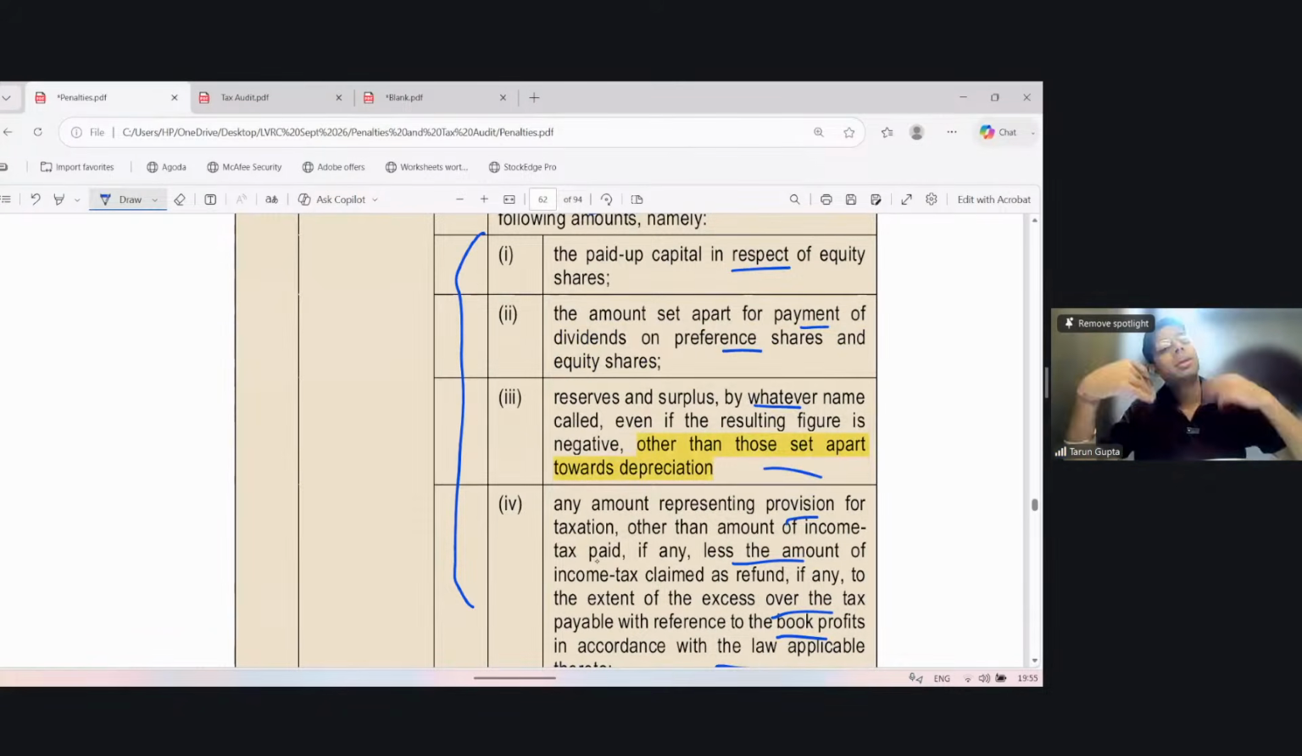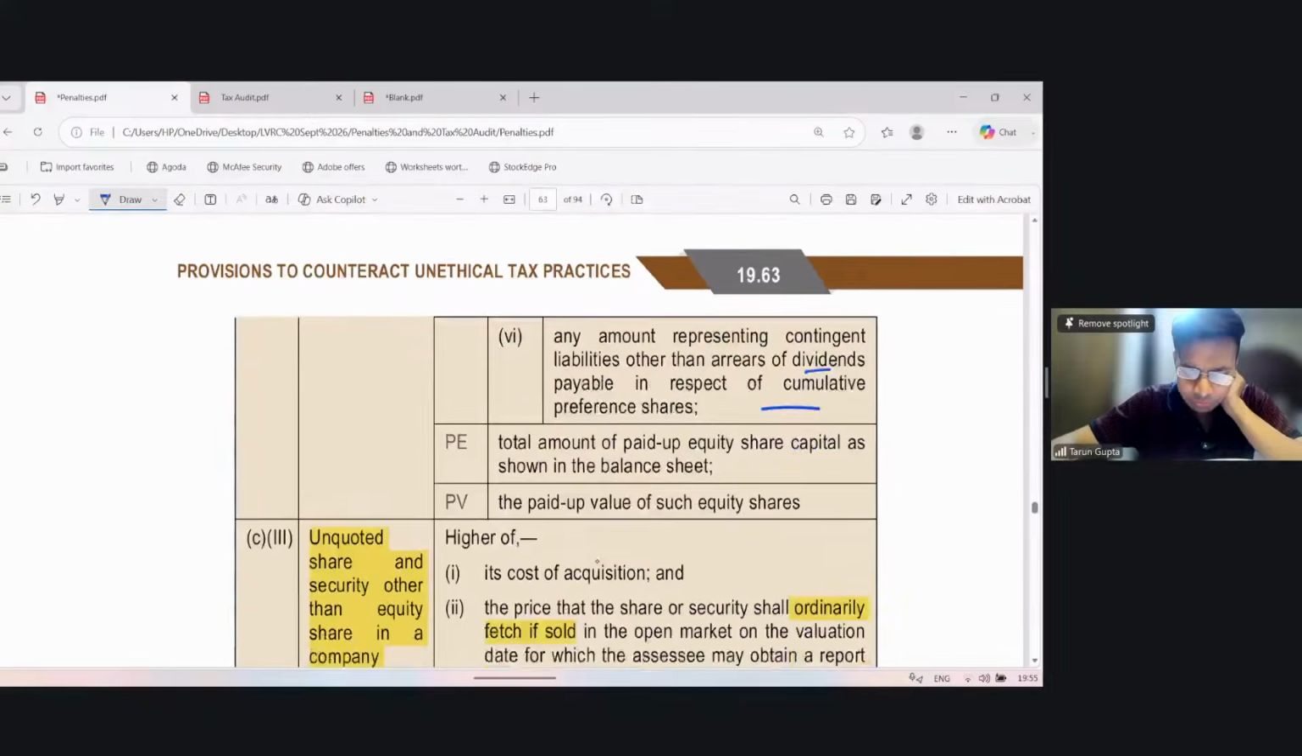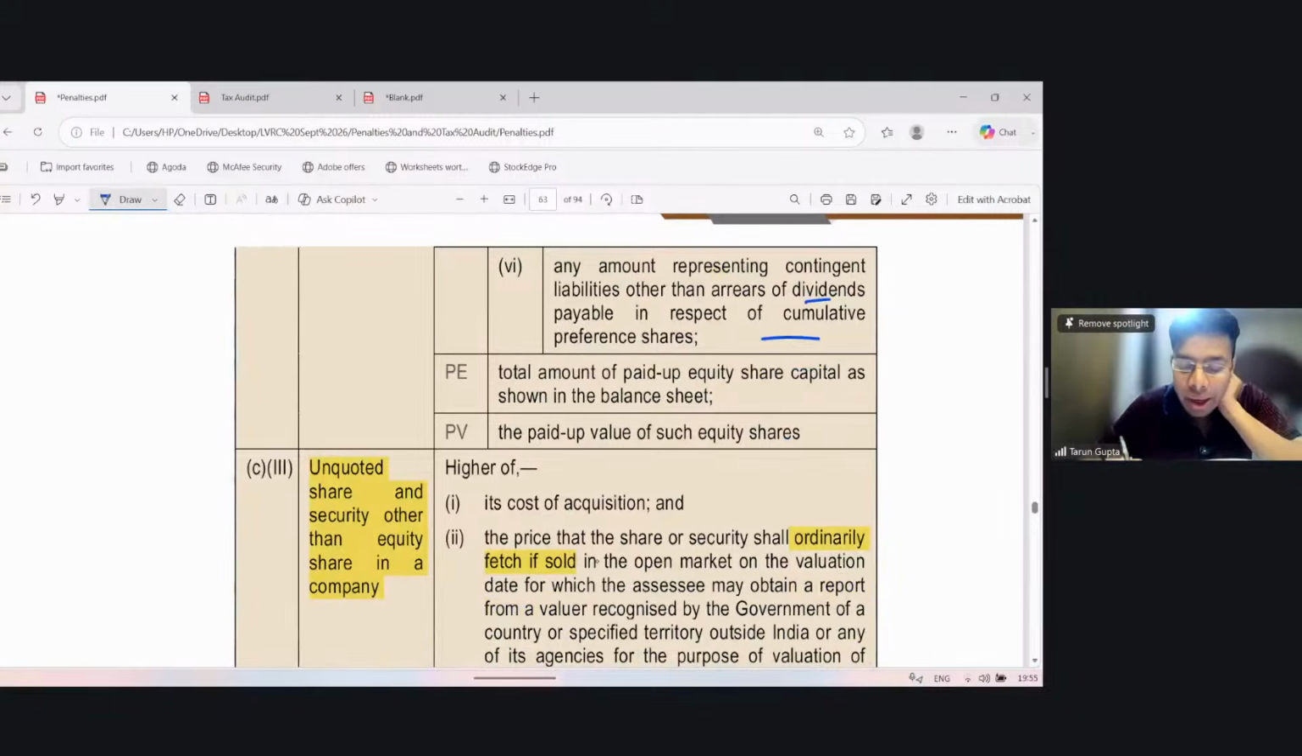If you see, all these things are not even liability. They are the capital, all the reserves, and all the proposed dividend. Now P is the total amount of paid up equity share capital as shown in the balance sheet. And PV is the paid up value of such equity share for which you are doing the valuation. Understood?